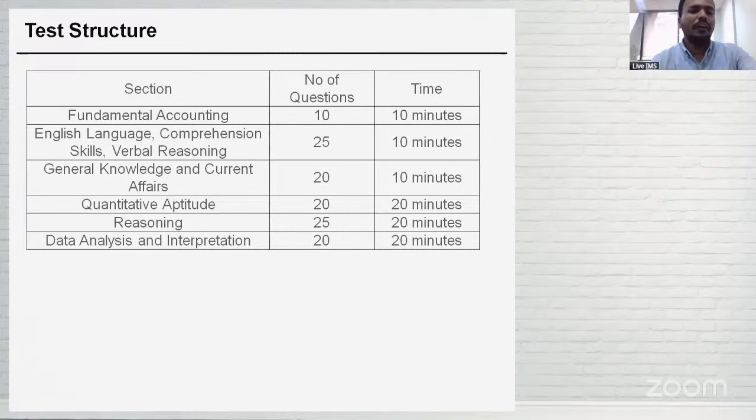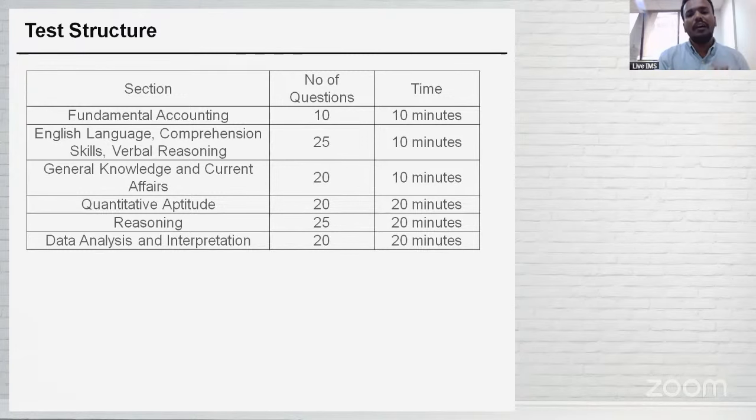General knowledge and current affairs was having 20 questions. Again, the 10-minute time limit was there for that particular section. Quantitative aptitude, there were 20 questions and 20 minutes' time was there. Reasoning, there were 25 questions, and the time for that particular section was 20 minutes. Moving ahead to data analysis and interpretation, there were 20 questions for 20 minutes.